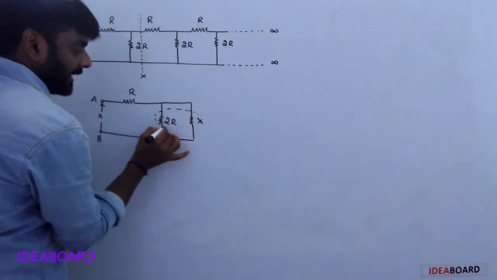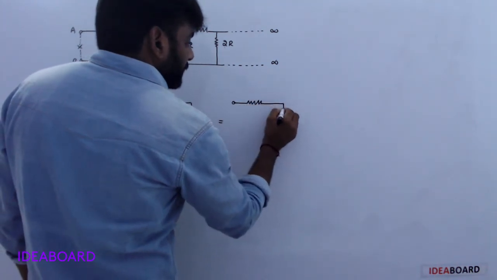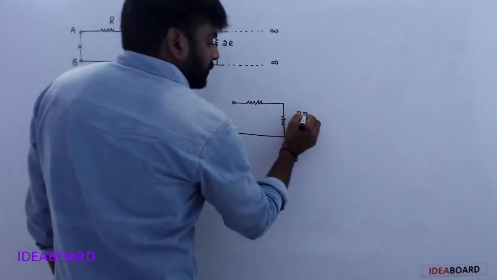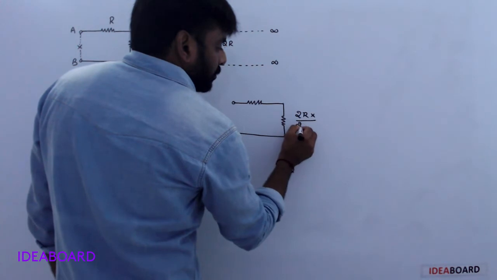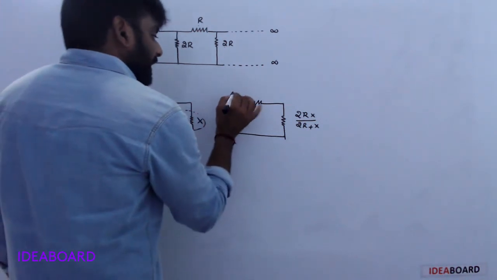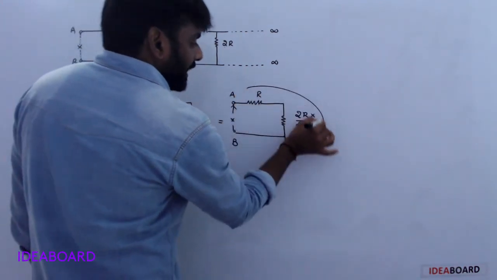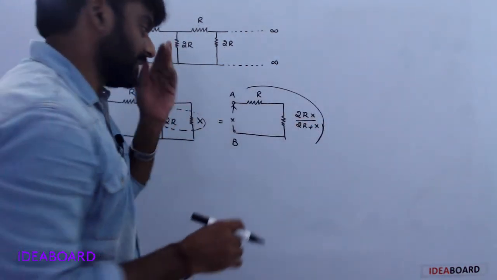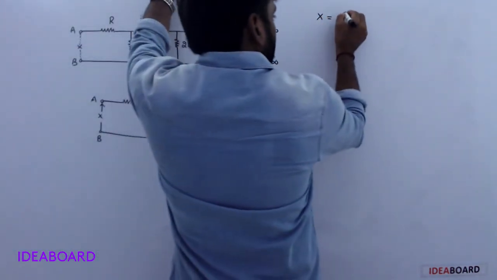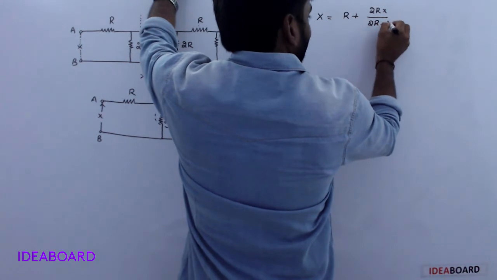Understood? These two are in parallel. These two are in parallel, so you write 2R into x by 2R plus x. Between A and B, it is R, and this one is x. See, these two are in series. So the total resultant x is equal to series, R plus 2R into x by 2R plus x.